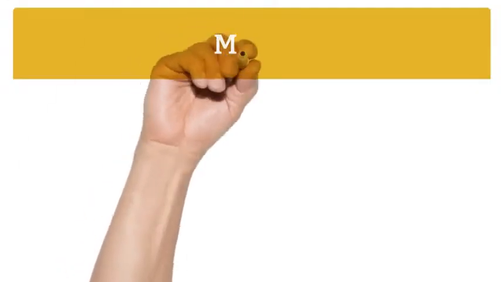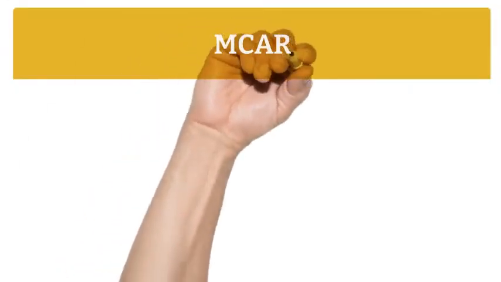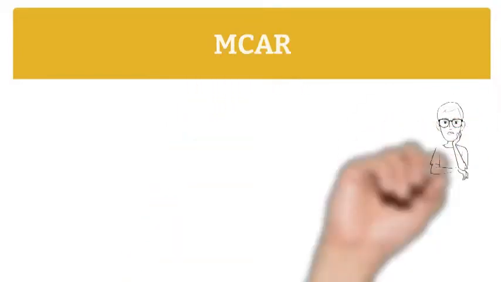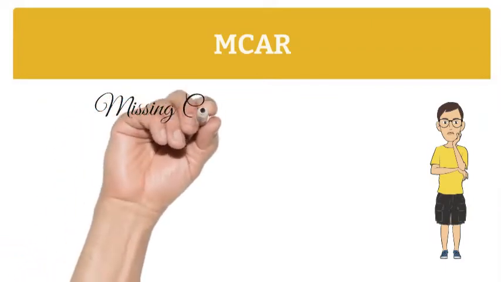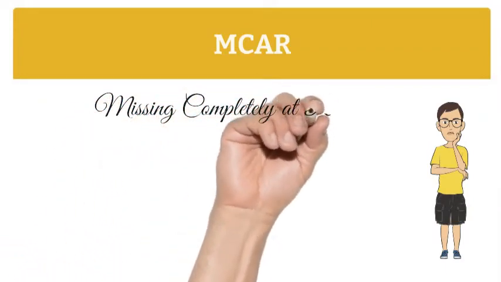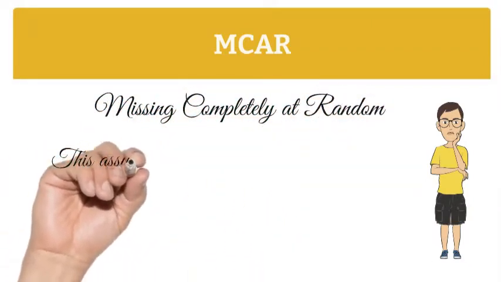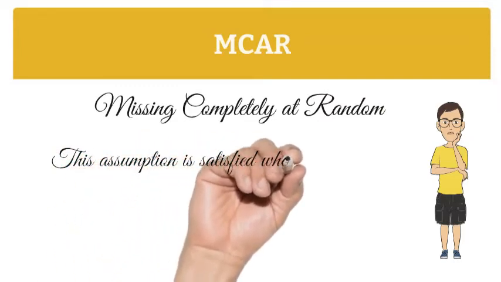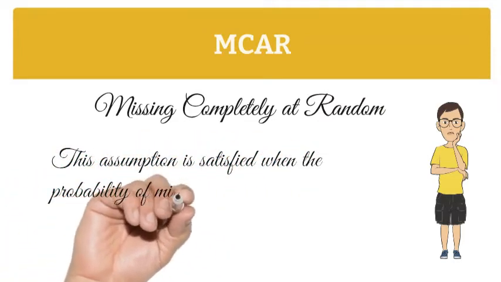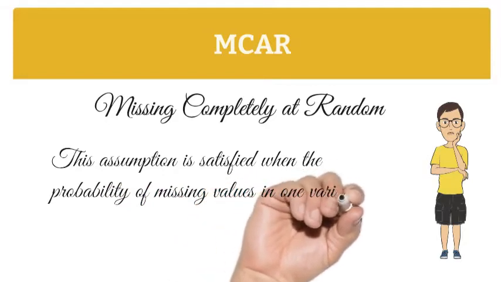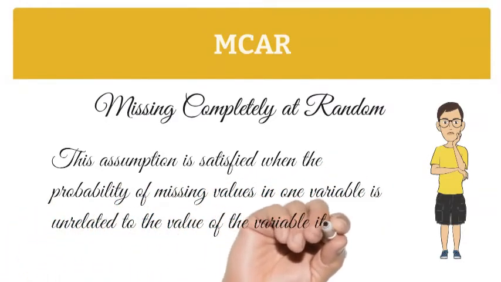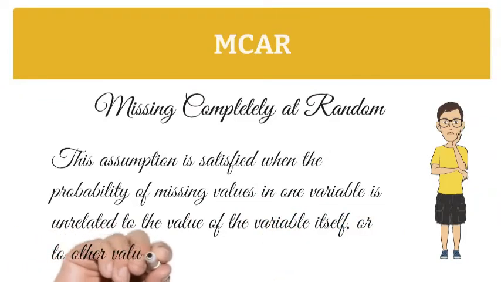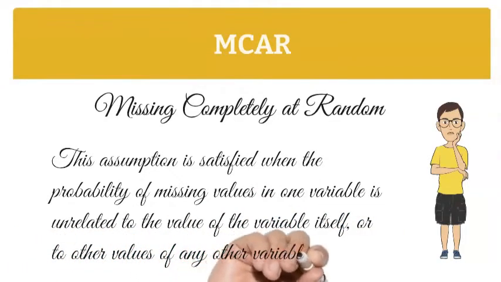We will start with the assumption of MCAR. What is MCAR? It is the assumption of missing completely at random. This assumption is satisfied when the probability of missing values in one variable is unrelated to the value of the variable itself or to other values of any other variable.